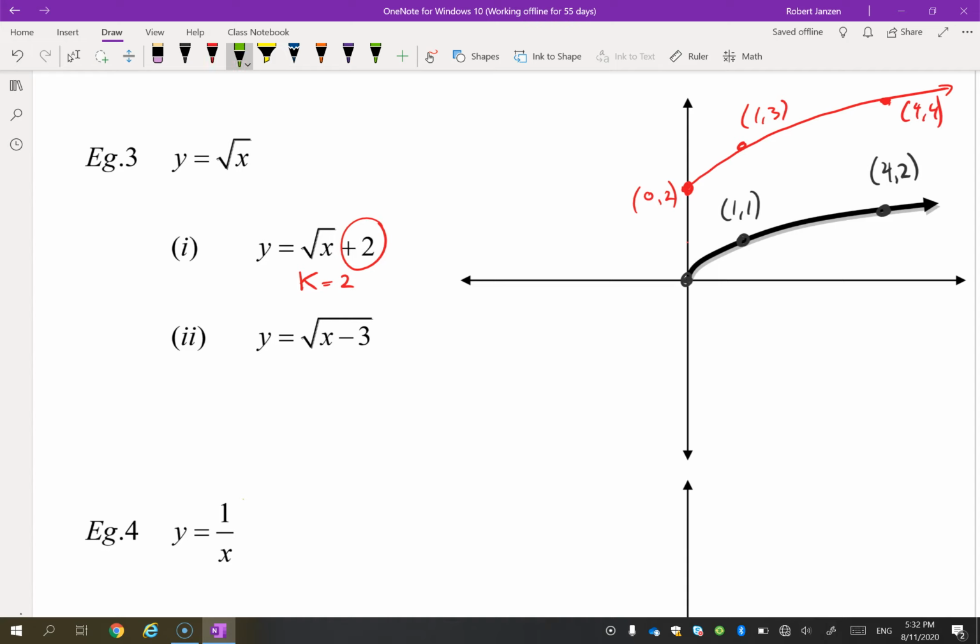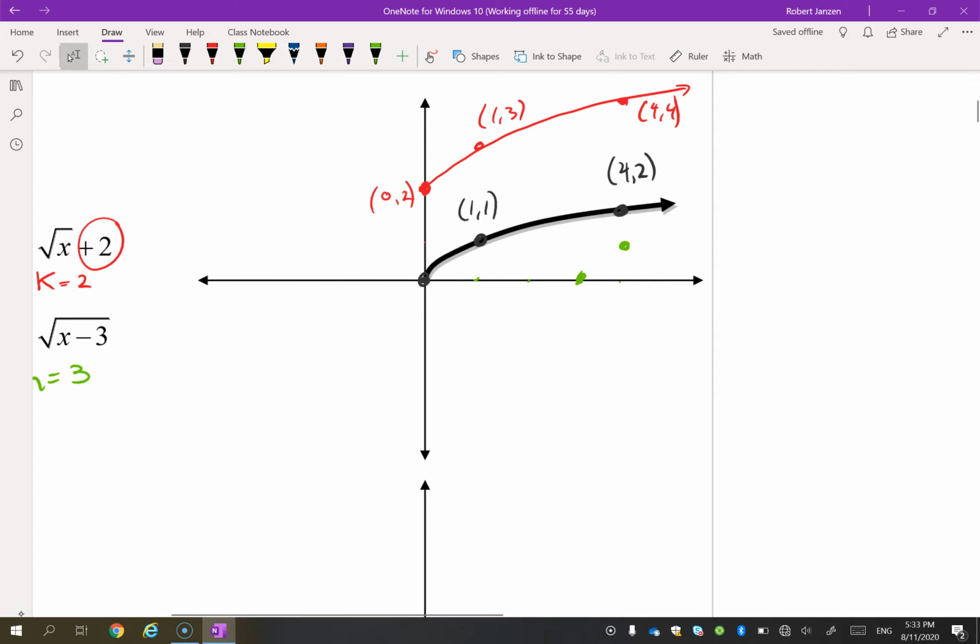Okay? Here, this is an h value. The h value is 3, so it's going to move 3 units right. So here, here, and here. Okay, this is 3, this is 4, 1, and this is 7, 2.